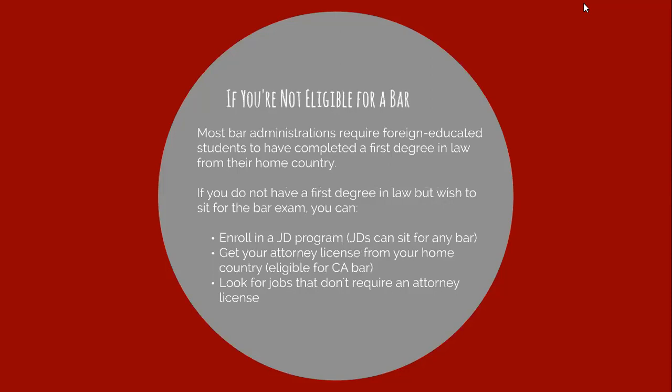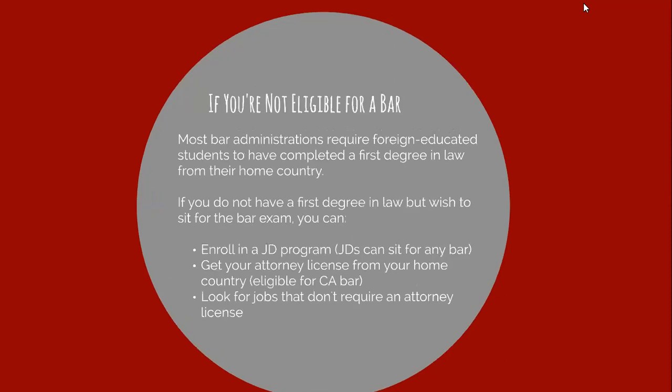So if you are not eligible for a bar exam, this is likely because you do not have a first degree in law. You are kind of limited, unfortunately, in your options. So a really obvious path could be to enroll in a JD, because then you have a lot of options after graduation. If you could complete the attorney licensing requirements in your home country, you could come back and sit for the California Bar, or you're really kind of restricted to looking for jobs that do not require an attorney license.